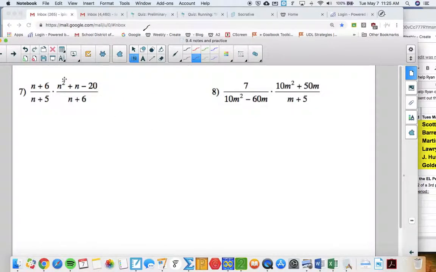Number 7, all right, so now I need to start factoring things like this factor up on top of this polynomial. So I'd be looking for numbers that multiply to negative 20 and add to 1 because there's a coefficient of 1 there. So it'd be a positive 5 and negative 4.